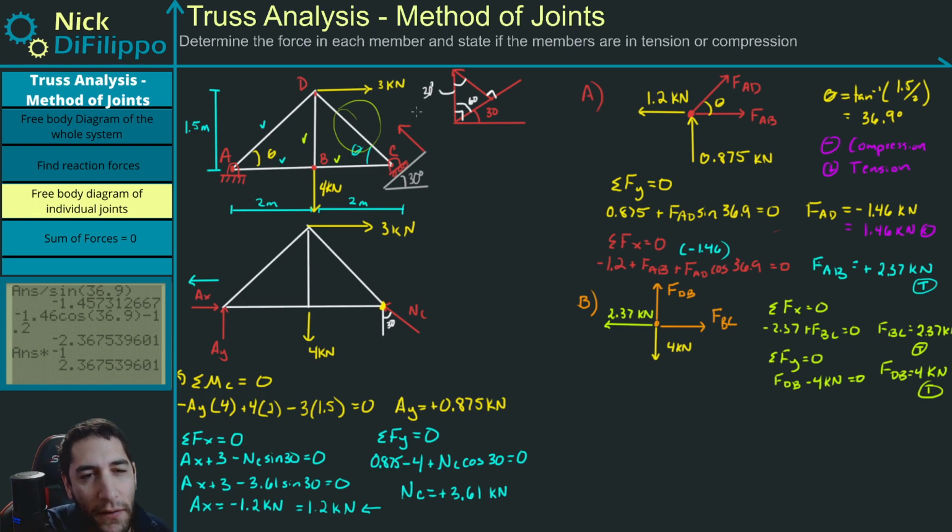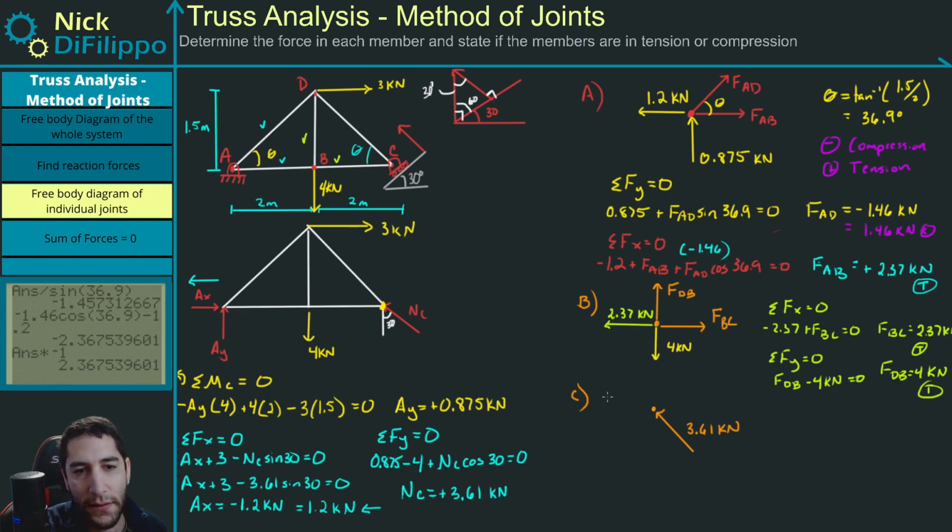When I'm trying to figure out the force of DC, I can either use C or I can use D. To me, C is going to be an easier one to figure this out. There's less members that go into it, less chance of mistake. So at point C, what do I know? I know that I have a force that goes like this, and this is going to be my NC force. My NC force is 3.61 kilonewtons, so this is 3.61.